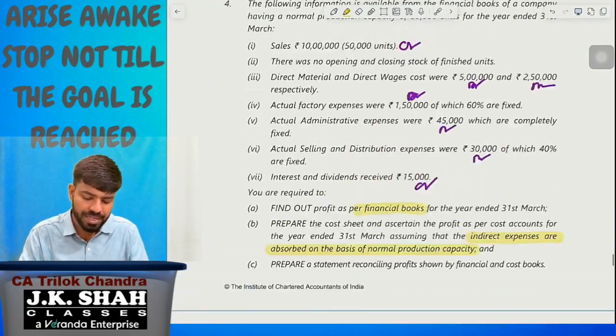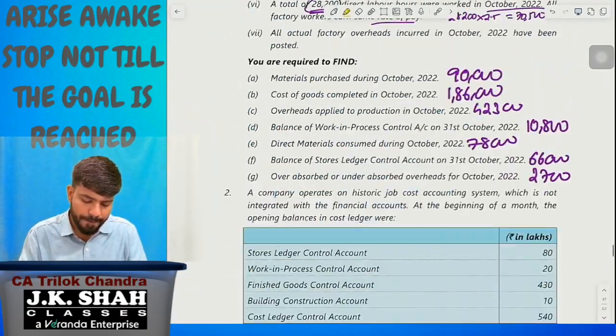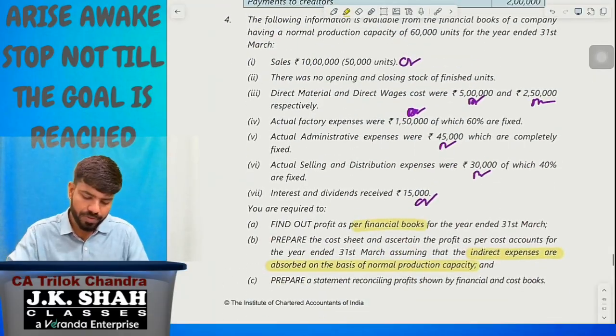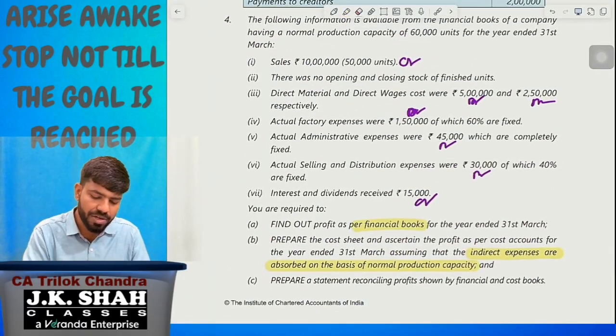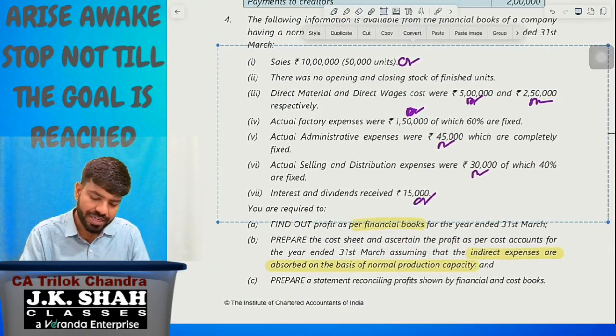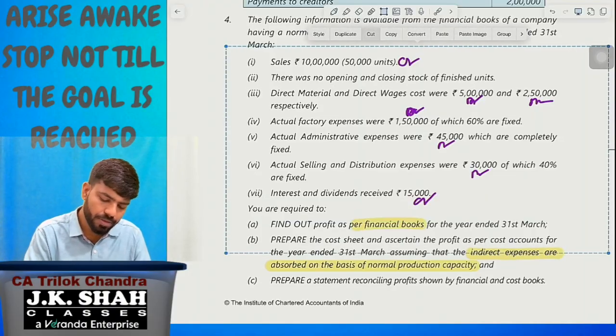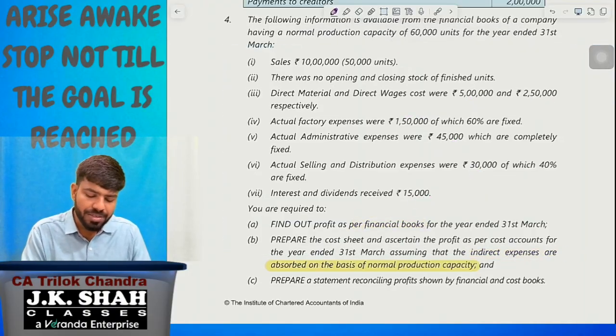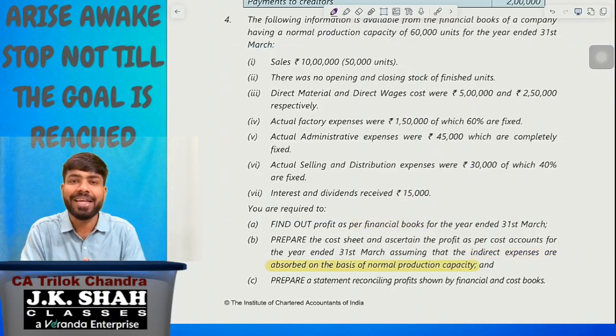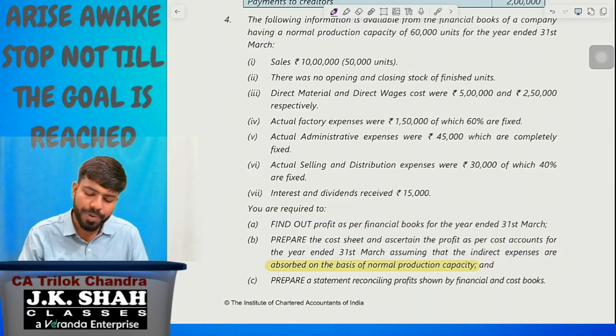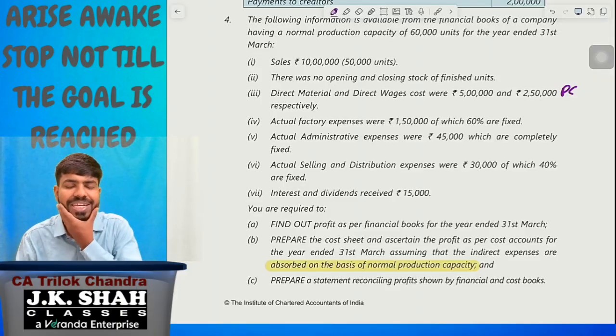Now let us do it according to the cost books. Let me revise again. Sales we are going to consider at the end of the cost sheet. No opening, no closing. Direct material, we'll consider. Direct wages, we'll consider. If you add these two, we'll get the prime cost.